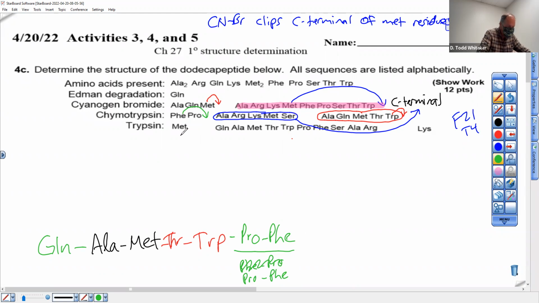How does Met get by itself in the trypsin? Interesting. Trypsin puts Lys or Arg at the end. And I did not do a good job of alphabetizing this thing here. I suspect there's a lot of clues in this mistake. I didn't alphabetize that fragment.